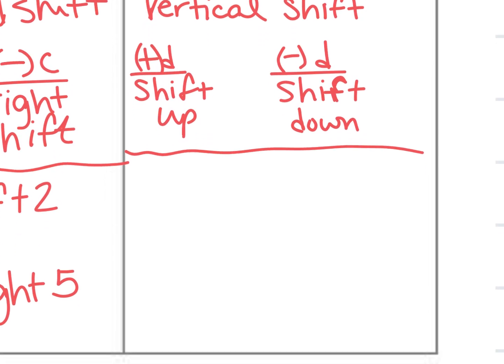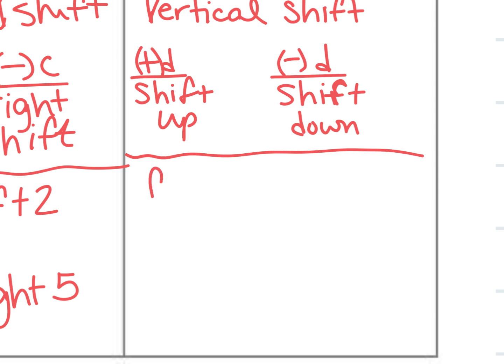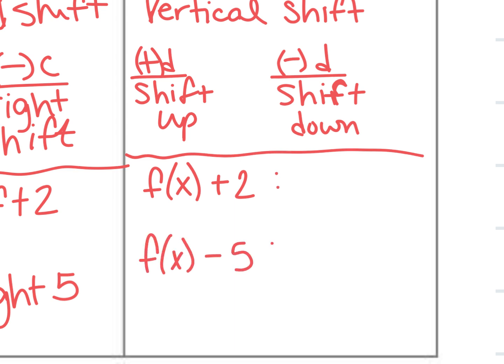So that would be written differently than the one we just looked at. We would have f of x, and then outside the parentheses, we could put plus 2. F of x outside the parentheses, we could put the minus 5. So what does a plus 2 outside the parentheses do? Up 2. And the minus 5 is going to be down 5.